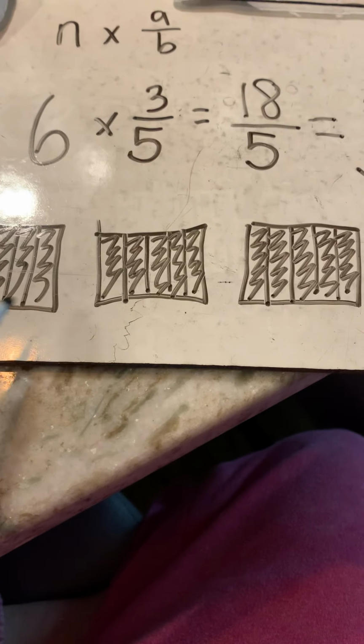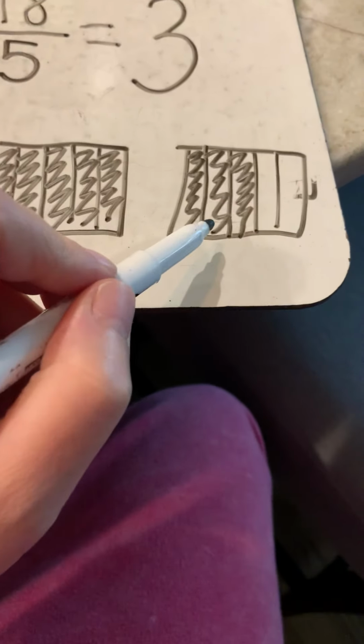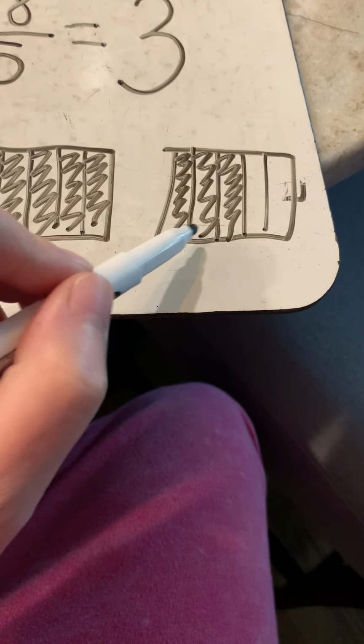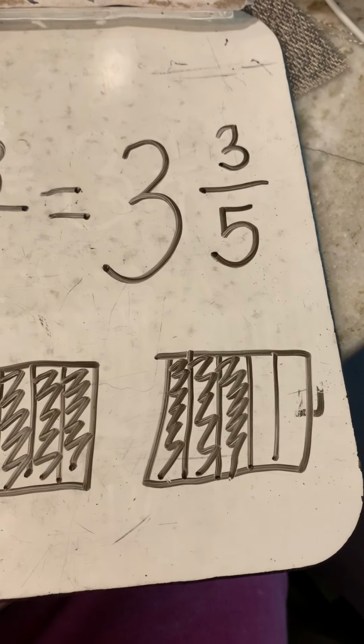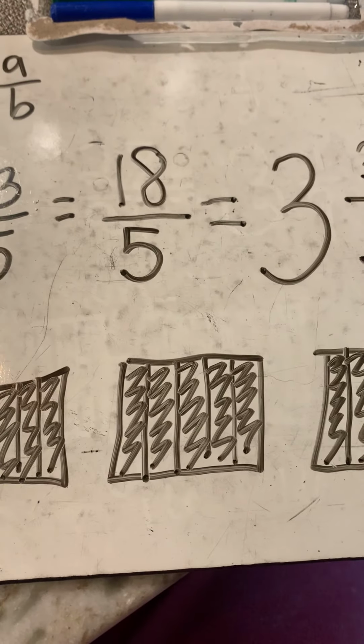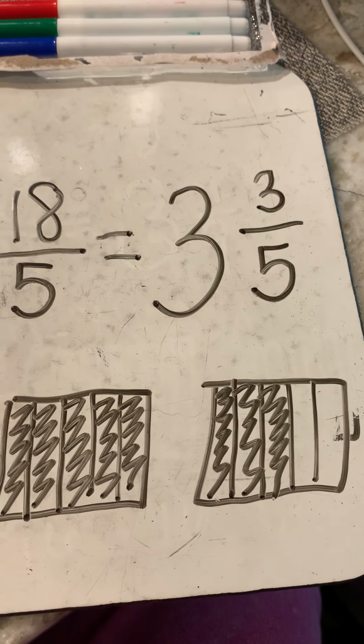So I know I have 1, 2, 3 wholes, and how many left over of the remaining fraction? 1, 2, 3. 3 out of 5. We know that because here's my last 2, and 3 plus 2 is 5. And that is how we can represent 18/5 as a mixed number.